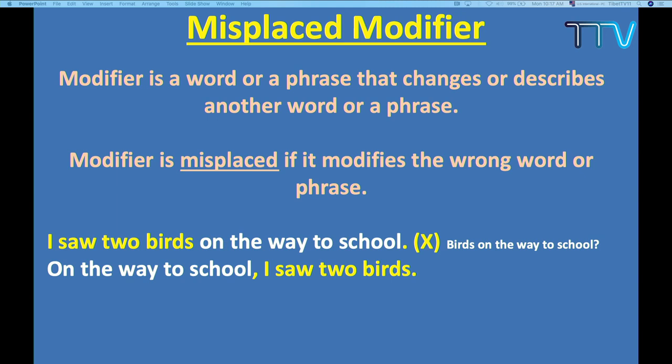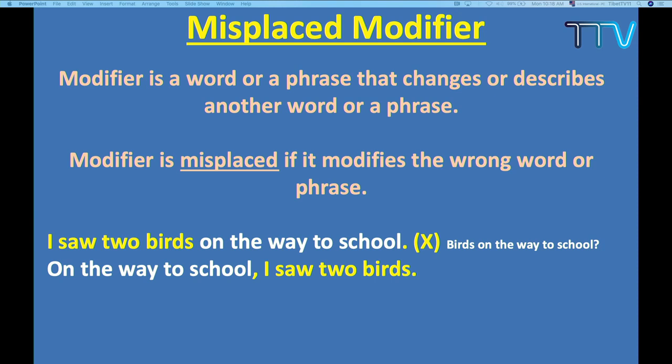For example, I saw two birds on the way to school. On the way to school, that is the modifier phrase. We know that a modifier should always stay next to the word it describes. So on the way should be describing the birds. The birds are on the way to school. Do you think the birds are going to school? According to the rule, a modifier always stays next to the word it describes.